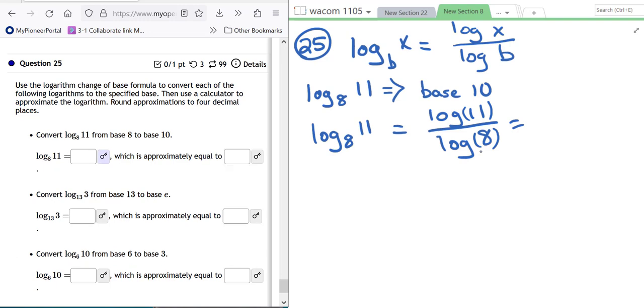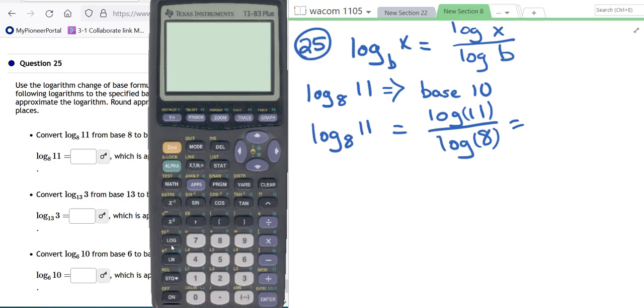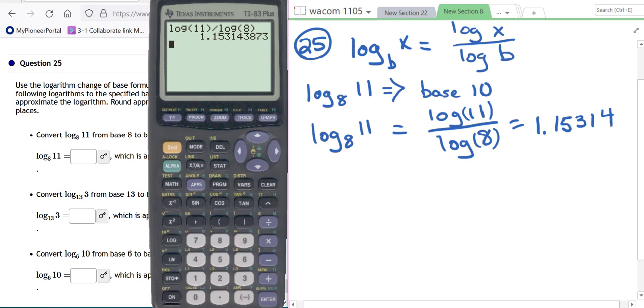All right, and then they want me to get a number for that, and round to 4 decimal places. So I'm going to pull my calculator and turn it on, clear. And I'm going to do log, so I'm using common log of 11, divided by log of 8, enter. And so I have 1.15314. I need to see this fifth digit because they want me to round to 4. If this was 5 or higher, I would go up. It is not, so we'll drop it off, and our answer will be 1.1531.